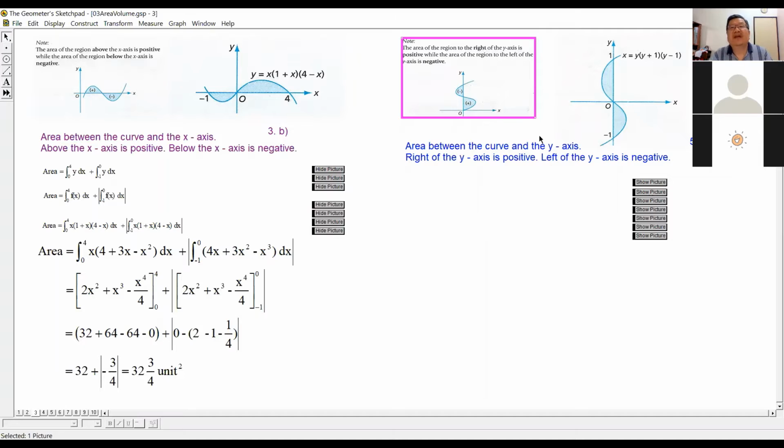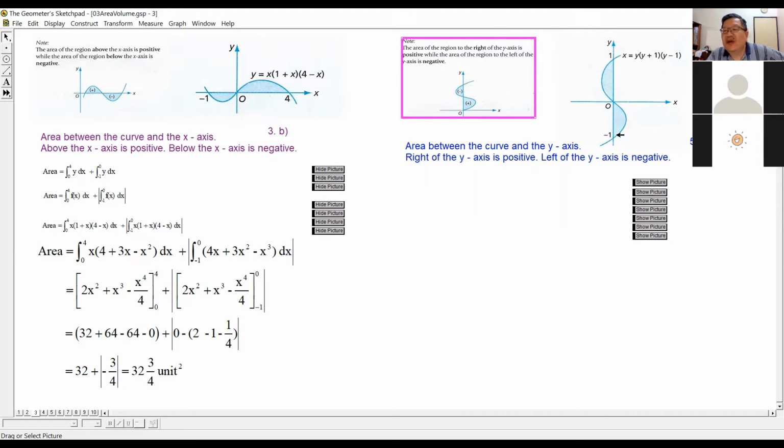So you look here. The y-axis is the dividing line. On the right-hand side of the y-axis, it will be positive. On the left-hand side of the y-axis, it is negative. So if you look at the curve here, from -1 to 0, is the area positive or negative? This part, -1 to 0. Positive or negative?